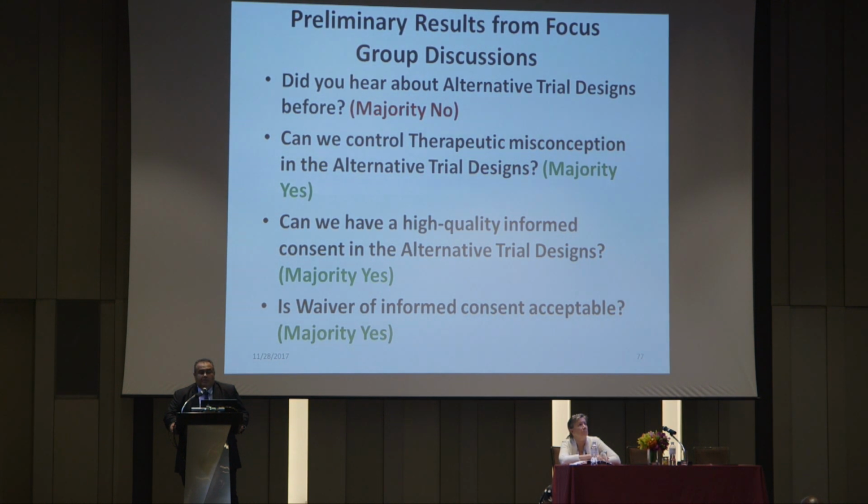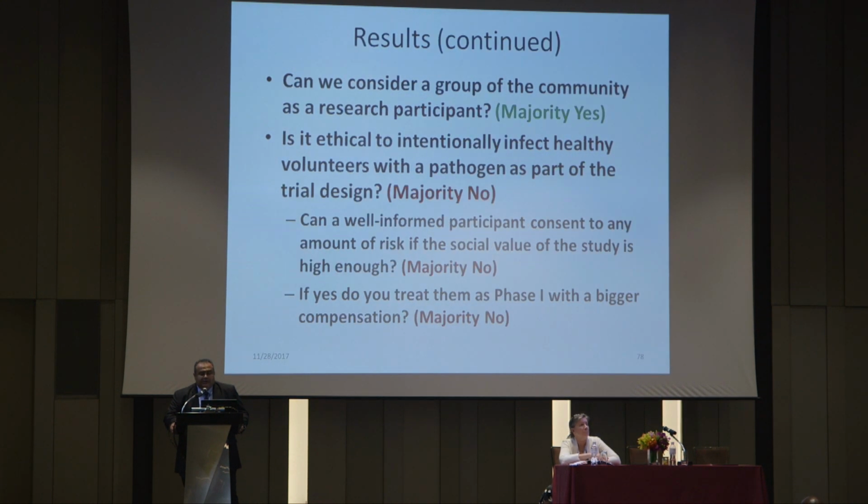We asked, have you heard about alternative clinical design? Majority say no. Can we control therapeutic misconception? Majority say yes. Can we have high-quality informed consent? Majority say yes. Is waiver of informed consent acceptable? Say yes. Can we consider a group of the community as a research participant? Majority yes. Is it ethical to intentionally infect healthy volunteers as part of trial design? Majority say no. Can a well-informed participant consent to any amount of risk if the social value of the study is high enough? Majority say no.